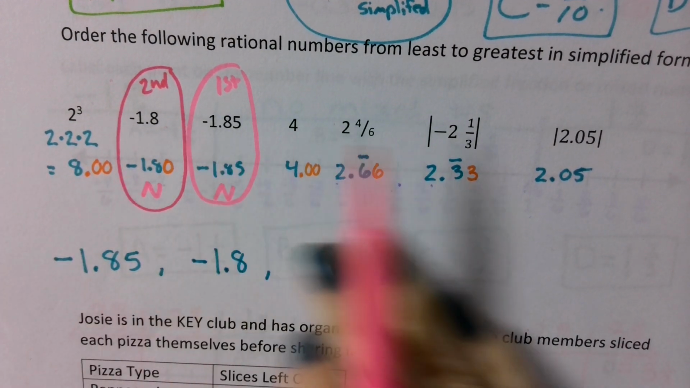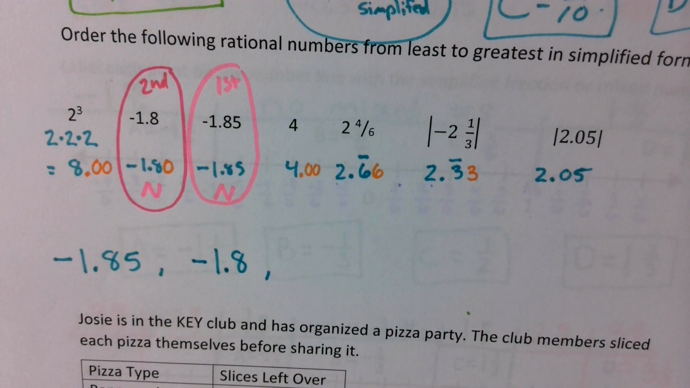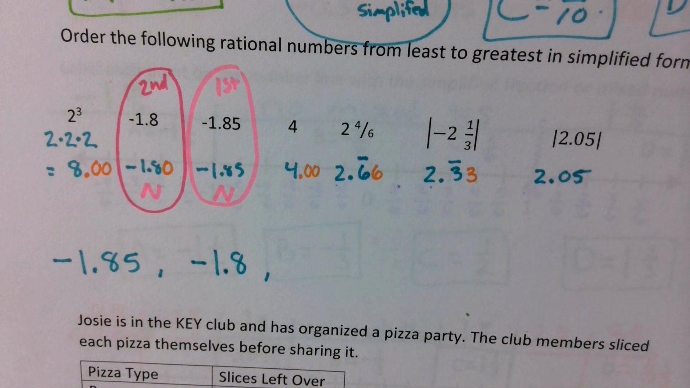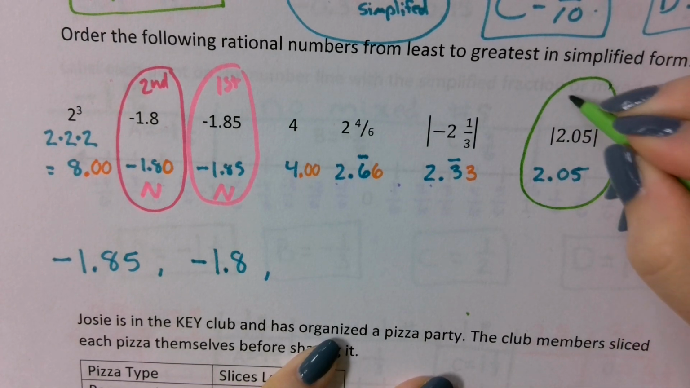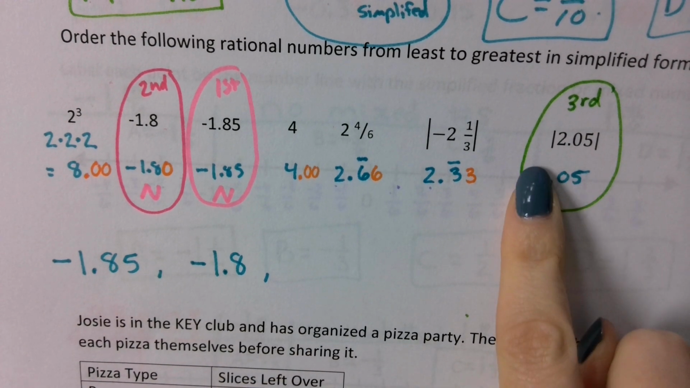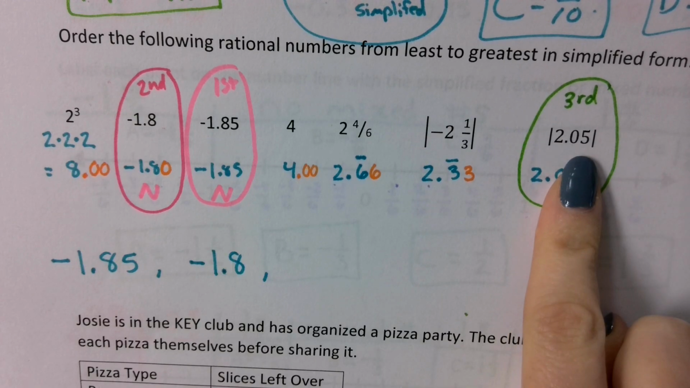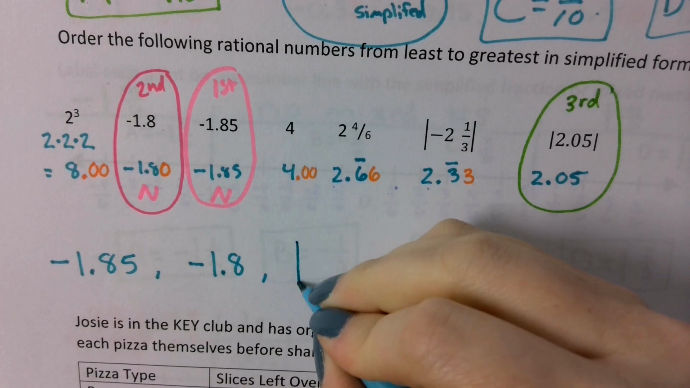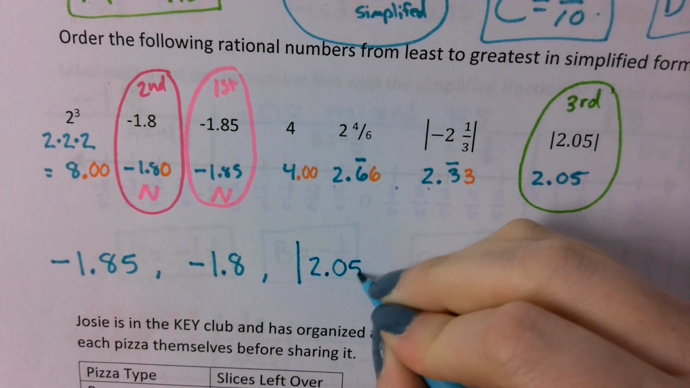All right, do I have any zeros up here? No, so there's no zeros. So now we're just going to focus on positive numbers. All of these are positive numbers. Which one of these positive numbers is the smallest positive number? 2.05. So this is going to be my third value. And remember, we're going to put it in its original format. So that's going to be the absolute value of 2.05.